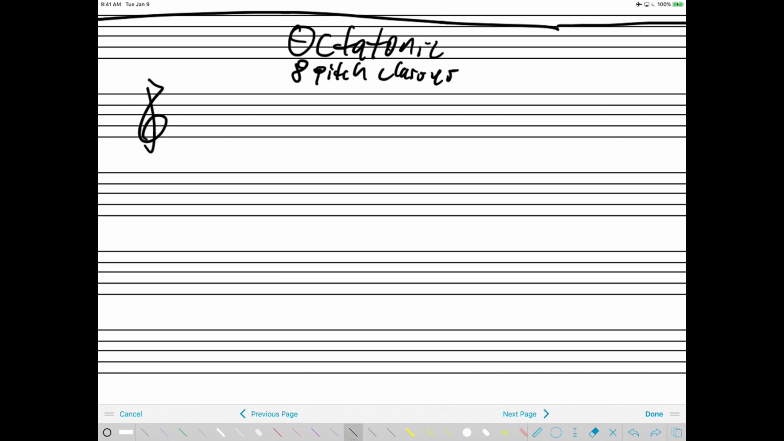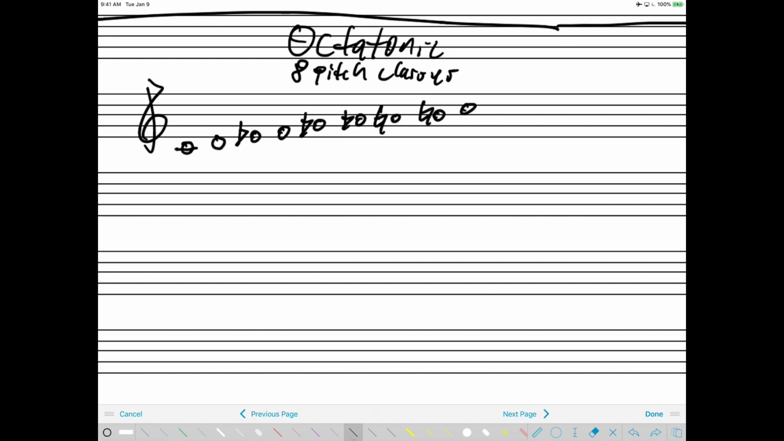So when we get to octatonic, we are squeezing in an additional pitch, more than we're used to hearing in our quote-unquote typical major or minor scales. So the octatonic scales are often divided into two sets. And a typical octatonic scale could look something like this.